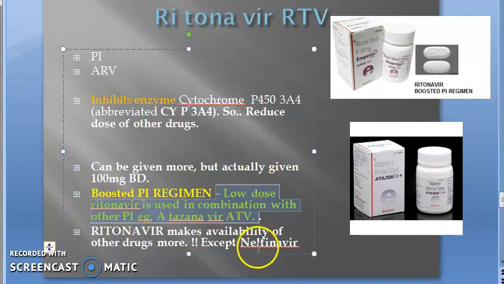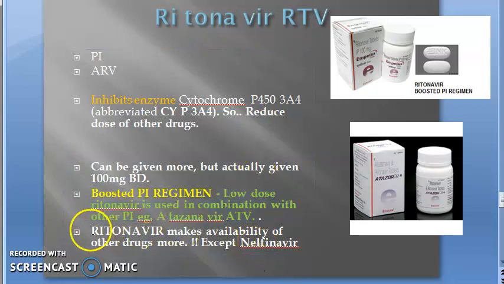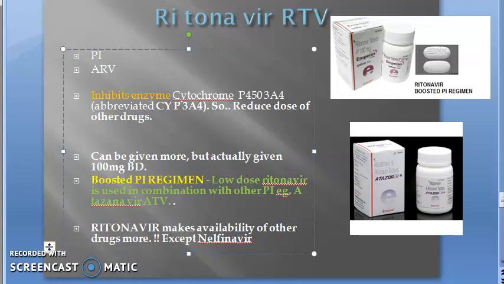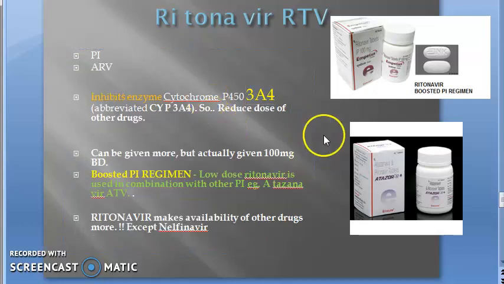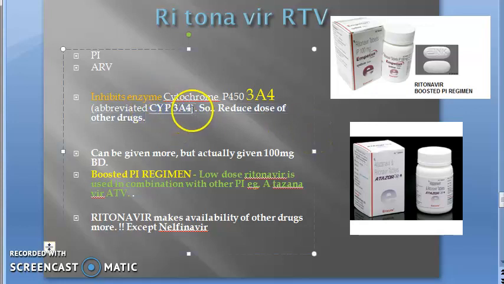Now what you should also know is that ritonavir is not actually given with nelfinavir because it cannot make the dose of nelfinavir more, okay? So did you understand which enzyme it is inhibiting? It is inhibiting cytochrome P450 3A4. 3A4 guys, this is important. CYP3A4. They can either write it as this or they can say cytochrome P450 3A4.